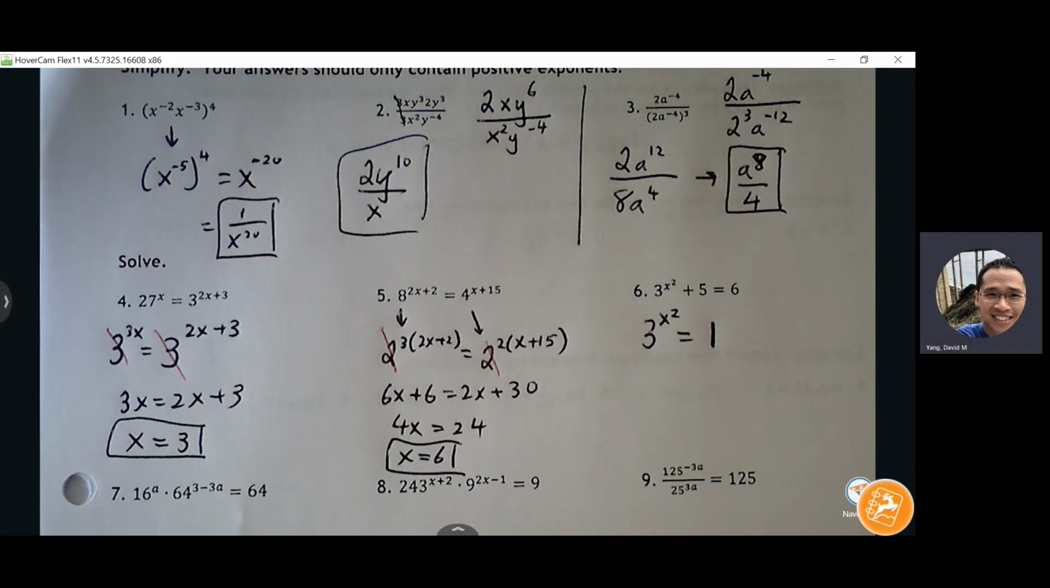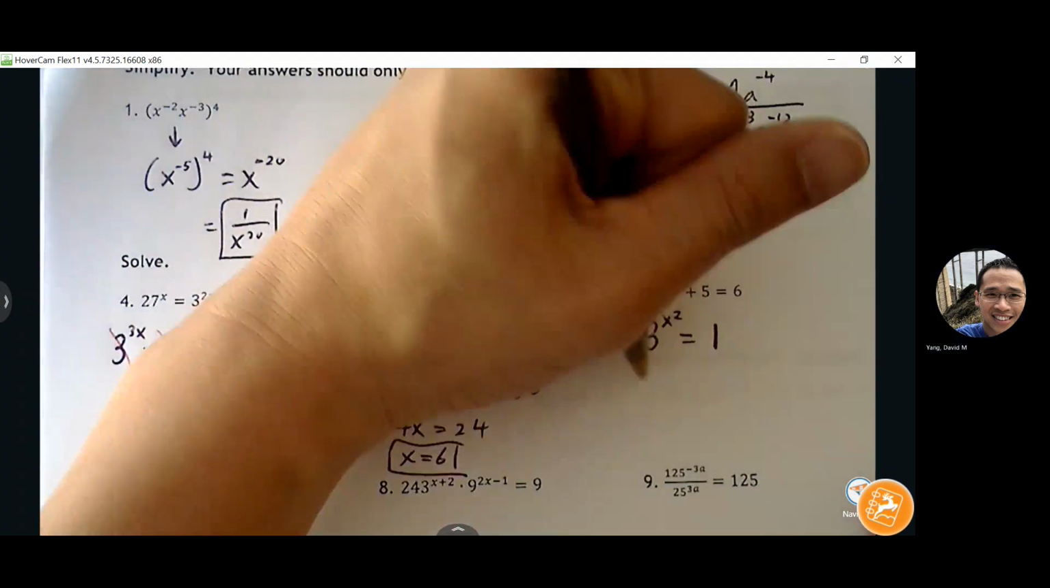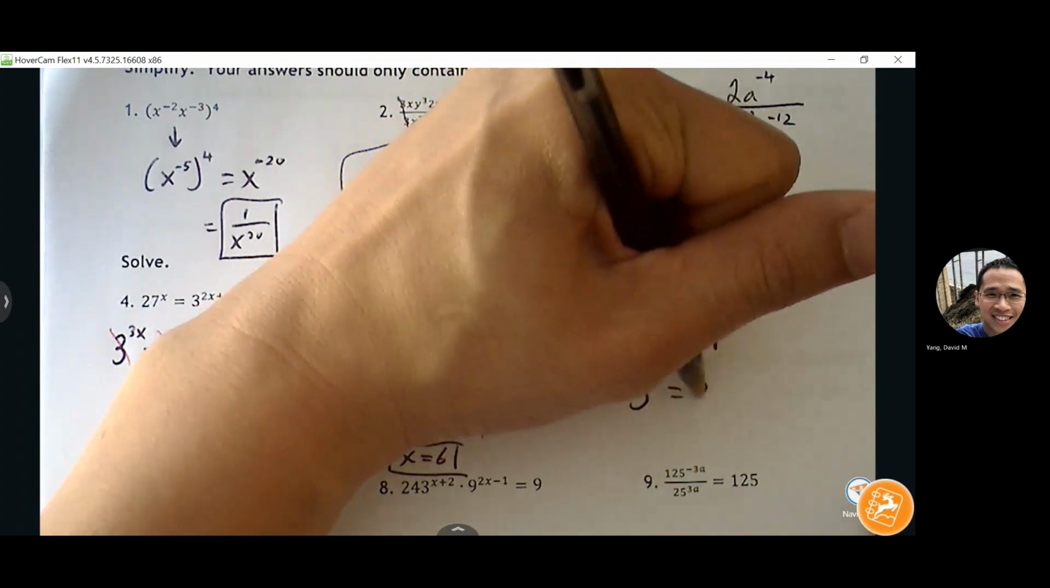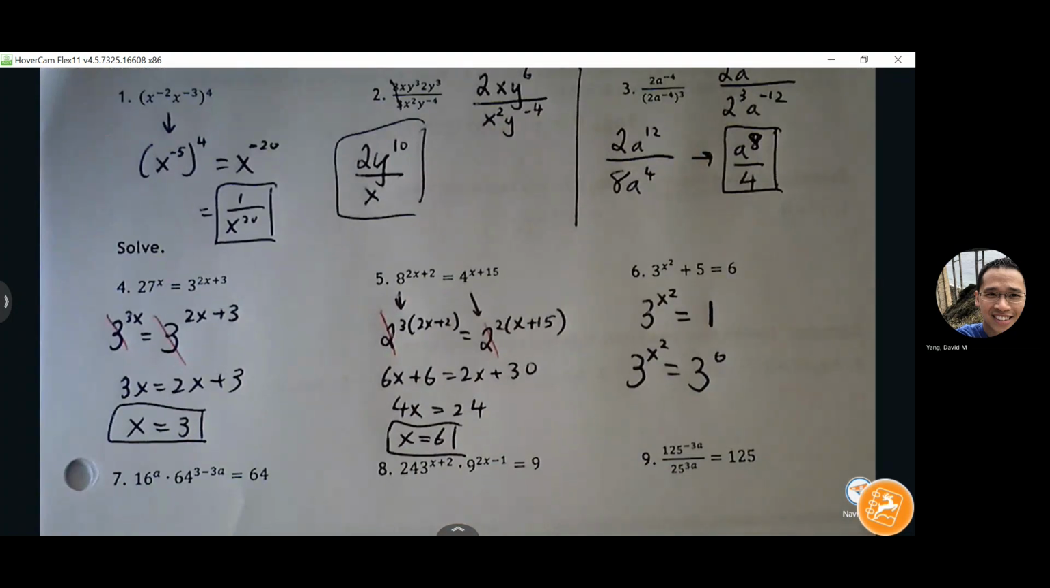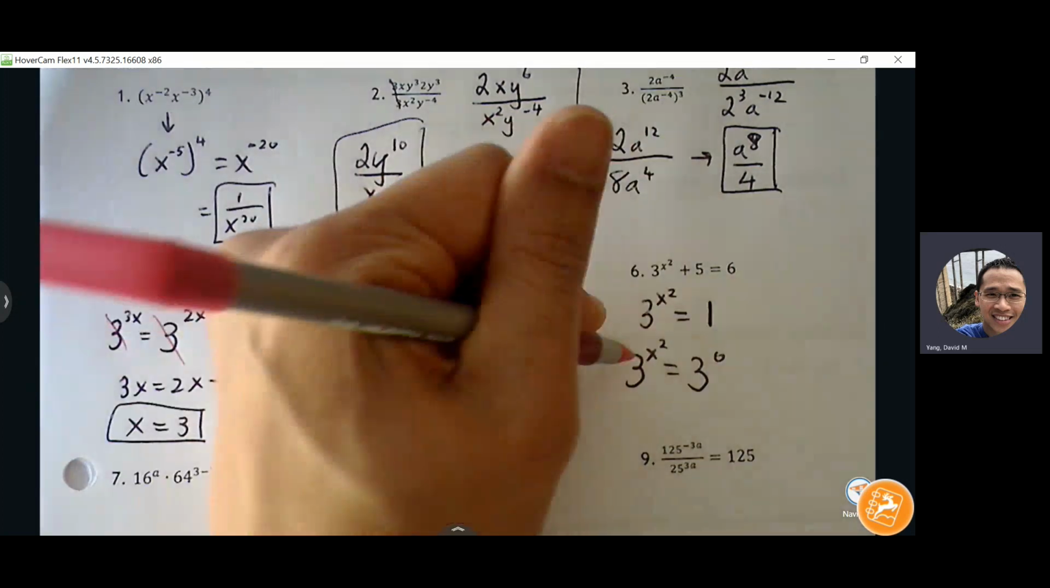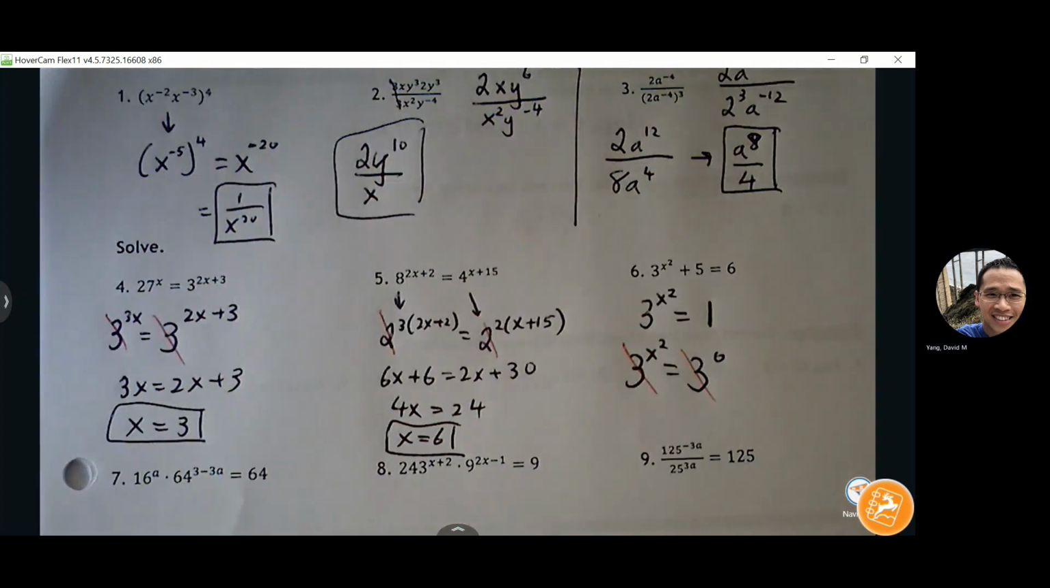Okay, so number 6, I'm just combining my terms here. 3 to the x squared equals 1. Now, I don't see a common base here, but maybe I can force this right side to be what? 3 raised to what power? 0, yeah. 3 to the 0 equals 1. The bases can go away, so focus on the exponents. x squared equals 0, x is 0.